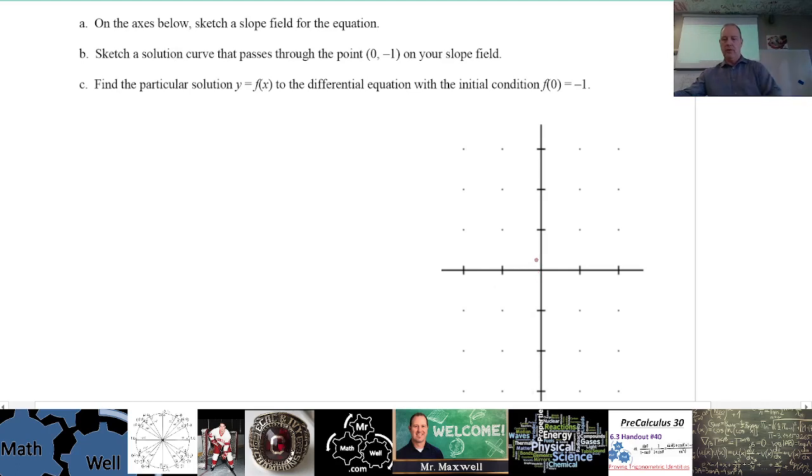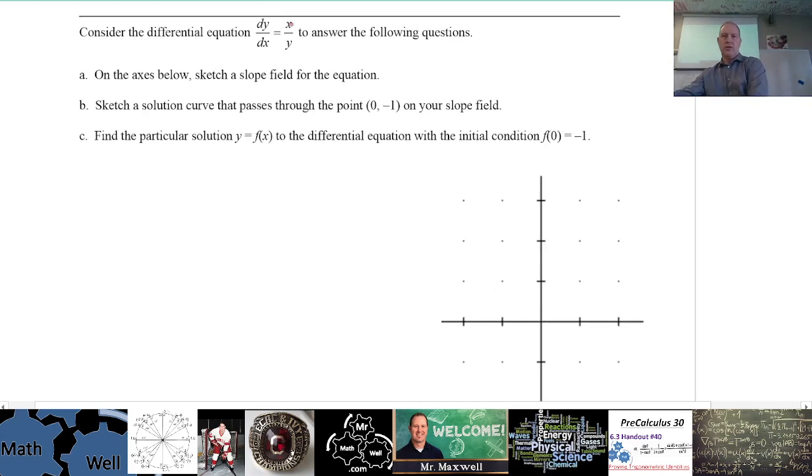So 0, 0. Okay, so 0 divided by 0. This would be a case where you're not going to put any kind of slope there, are you? 0 divided by 0 is meaningless, so we're not going to put anything there. What about 1, 0? Well, that's 1 divided by 0. Oh, nothing there either. 2, 0. So wherever y is 0, we have a problem, right? So we're not going to put anything on the y-axis or x-axis here. So let's move up to 1, 1. 1 divided by 1 is 1.